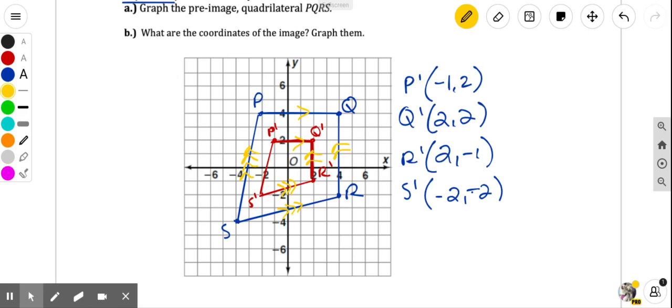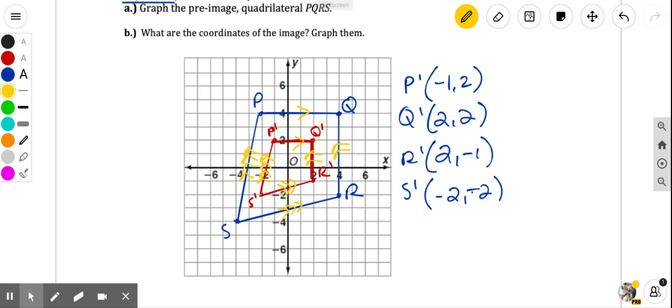The only time it doesn't happen is if one of the sides goes through the center of dilation, goes through the origin, in which case the lines would be coinciding. They'd be on top of each other. They wouldn't be parallel. So that's one thing that's true.